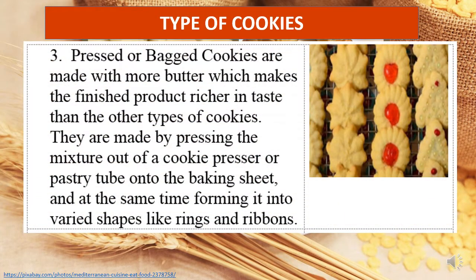Next is the press or bag cookies. They are made with more butter which makes the finished product richer in taste than the other types of cookies. They are made by pressing the mixture out of the cookie presser or pastry tube onto the baking sheet, and at the same time forming it into varied shapes like rings and ribbons.